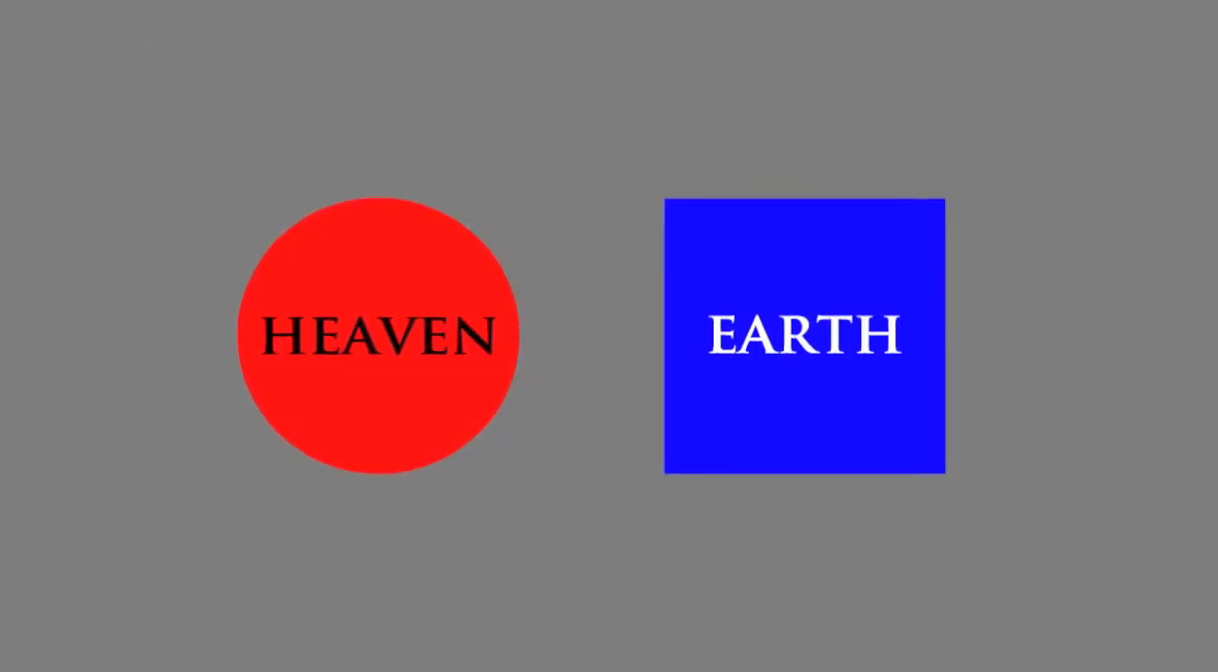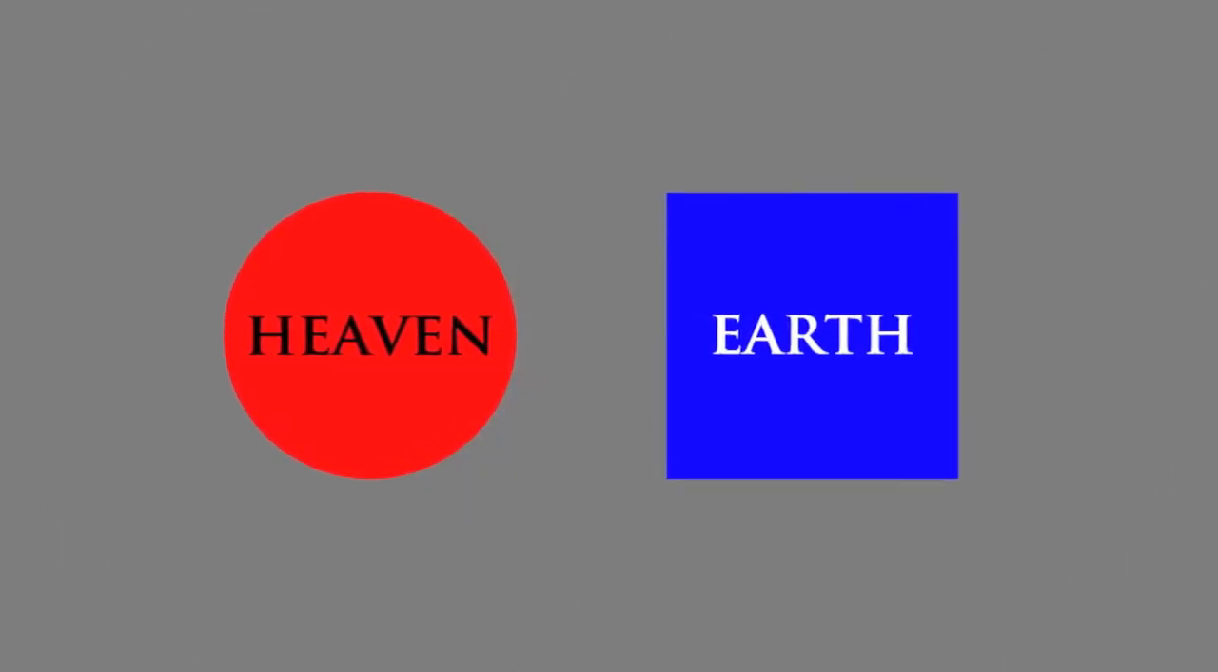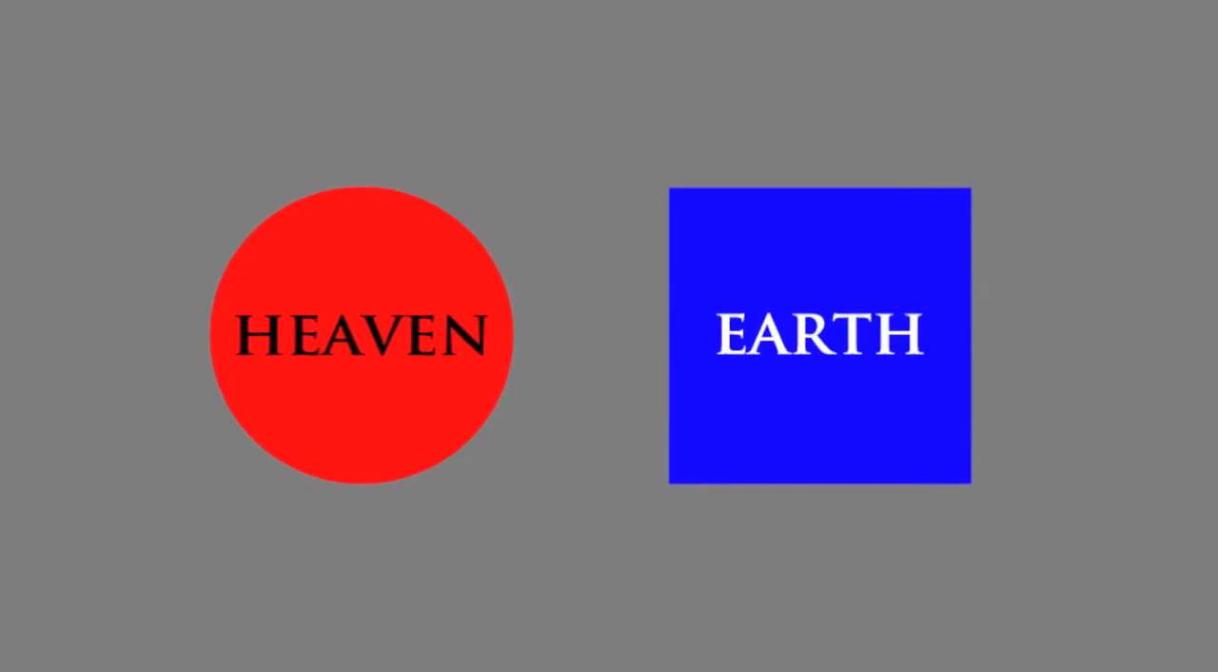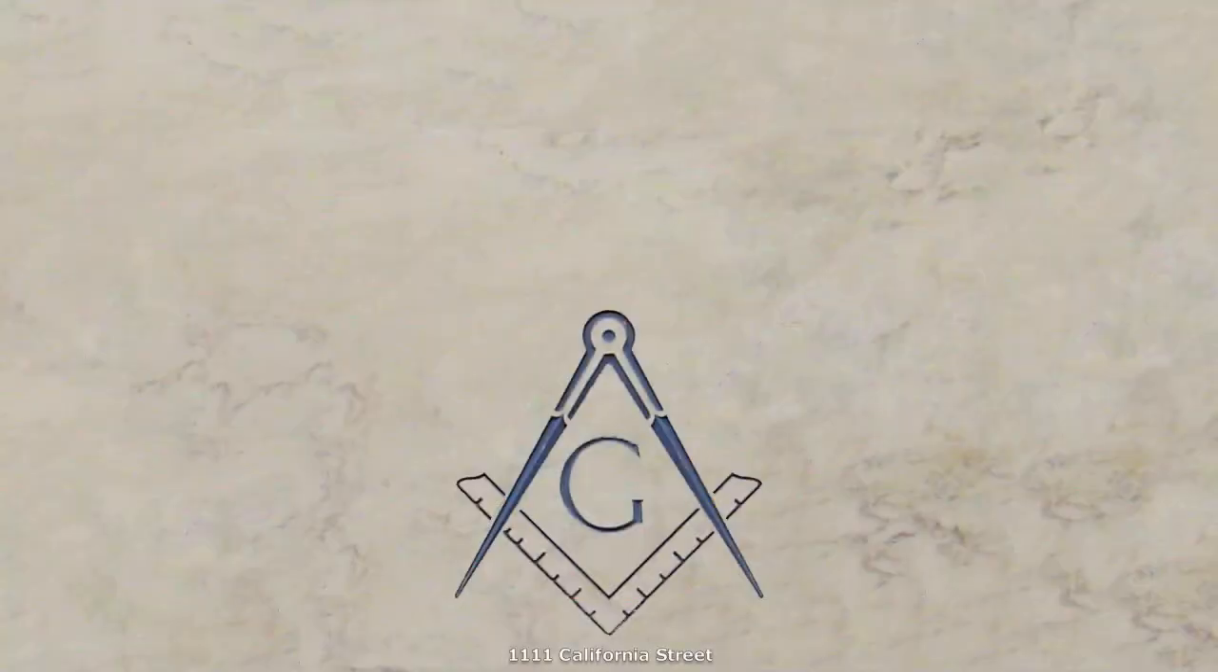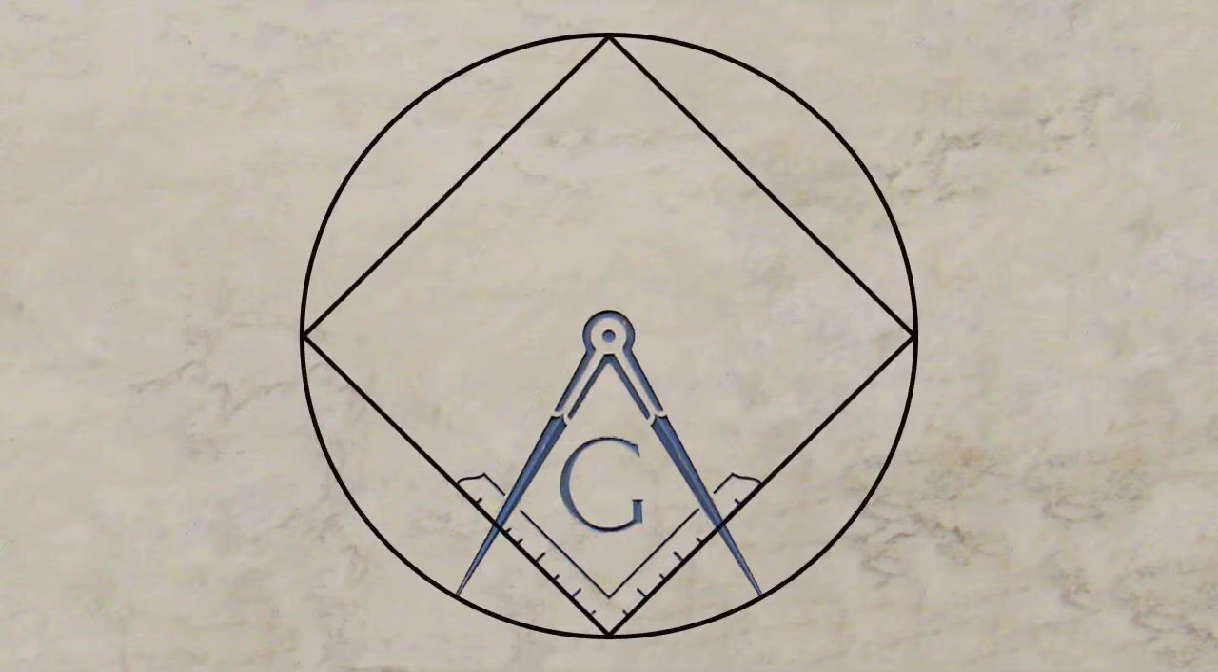The circle is traditionally a symbol of heaven, and the square a symbol of earth. The reconciliation of opposites, such as heaven and earth, or the limitless with the limited, is the challenge of squaring the circle. The Freemasonic emblem of compasses and square obviously suggests drawing a circle in a square.